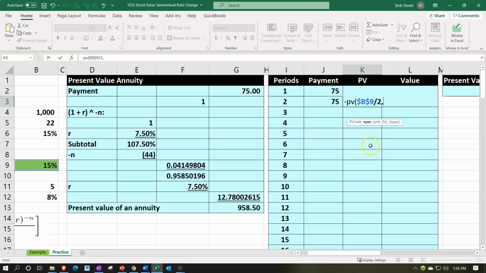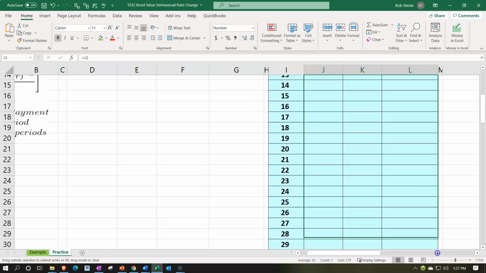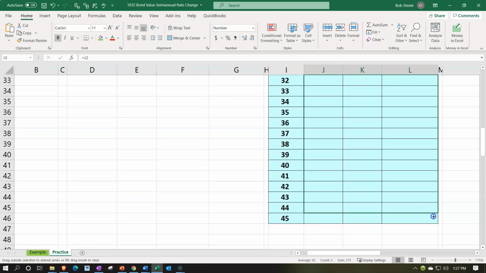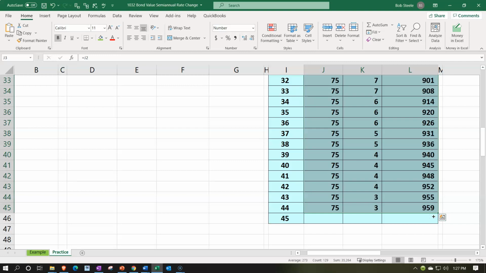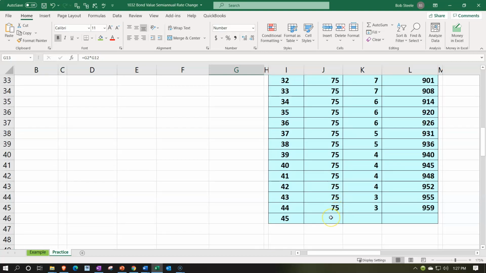And then we're going to take the number of periods, which is now 2, comma, comma, future value 75, and enter. So then the value we're ending up with is the 65 plus the 70. Let's go ahead and copy this down to 44 periods, selecting these 3 cells, putting our cursor on the fill handle, and dragging it down all the way to 44 periods, and then letting go, and then there's the fill-in part of the autofill. So there's a 959 matching up to 958.50 over here, except there's no pennies. So there we have it once again.